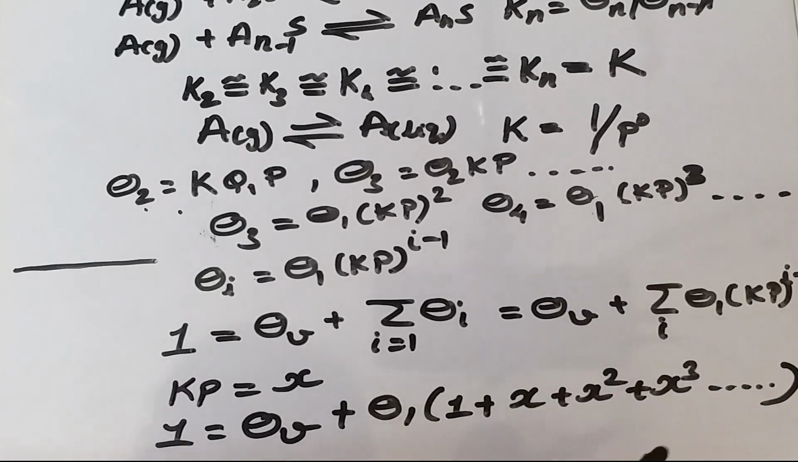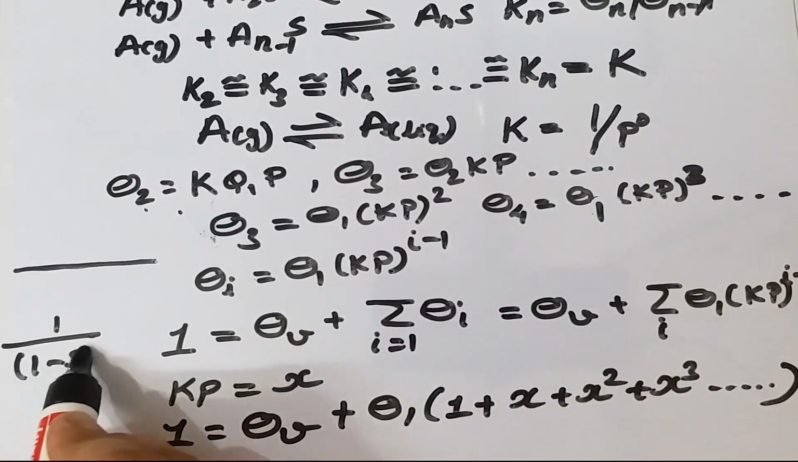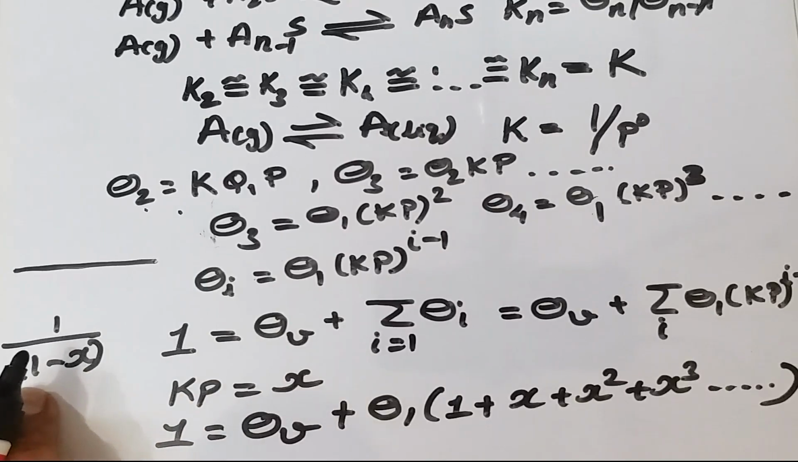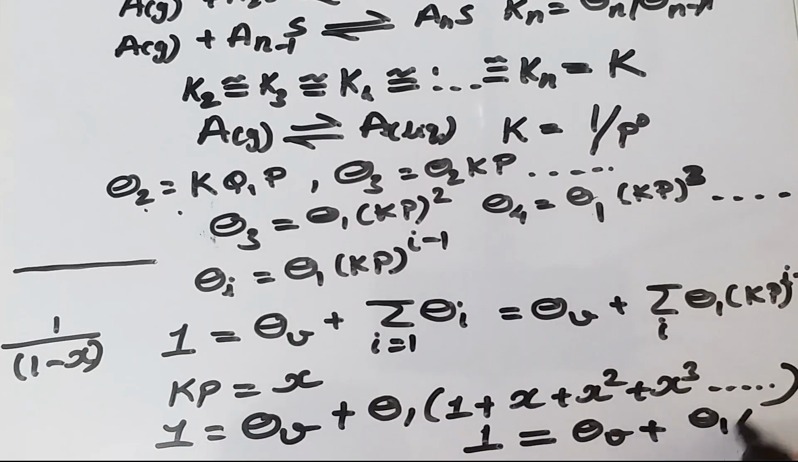Assuming that n tends to infinity, that is we are having an infinite adsorption, then this is simply the expansion of one of the power series, and that power series is 1 upon 1 minus x. So in place of this expansion we can directly substitute 1 upon 1 minus x, and hence our value 1 will be equal to theta v plus theta 1 upon 1 minus x. So this is the value.